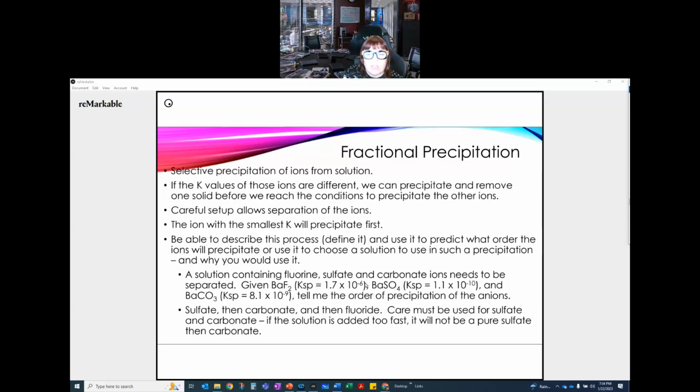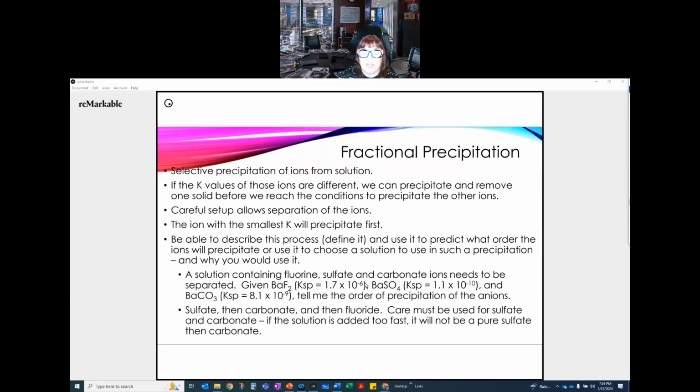So if we're very careful about how much we add, and we're very close to that 1.1 times 10 to the minus 10th, we can selectively get all of the sulfate out. And then when we add additional barium to it, we'll start to precipitate the next ion, the one that has the middle solubility. Now, our middle solubility is that KSP 1.8 times 10 to the minus 8th. Okay, so that's roughly two orders of magnitude bigger. So it's quite a bit different. So we should be able to manage that.